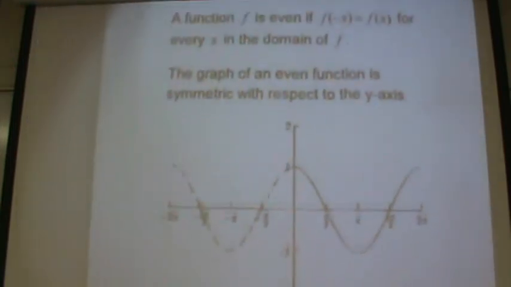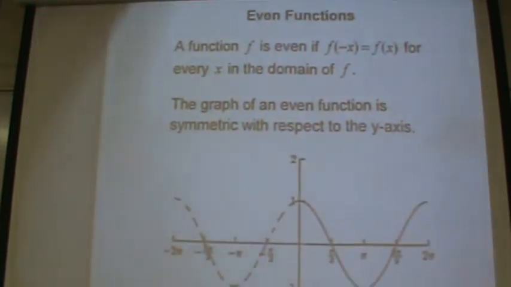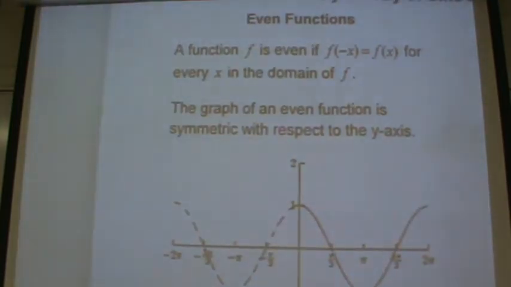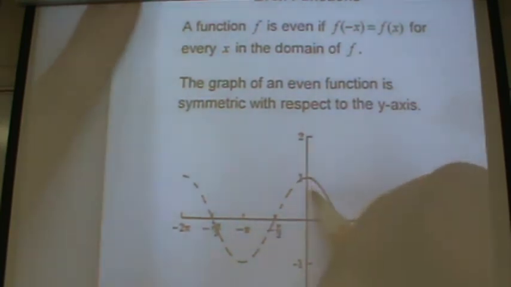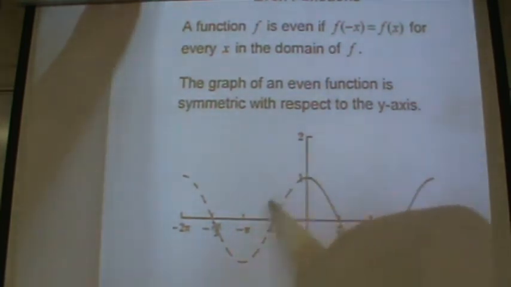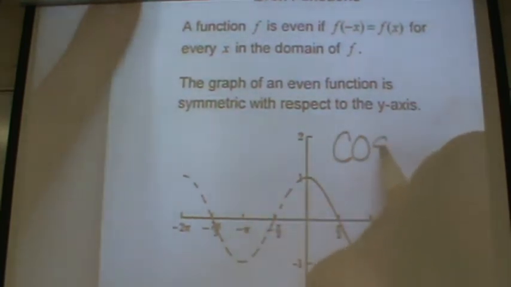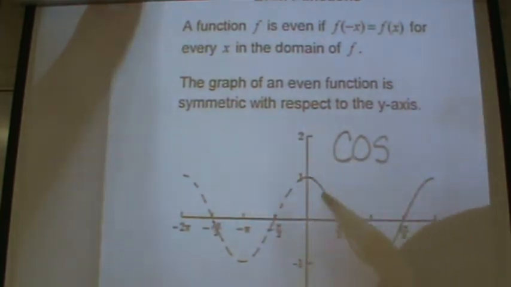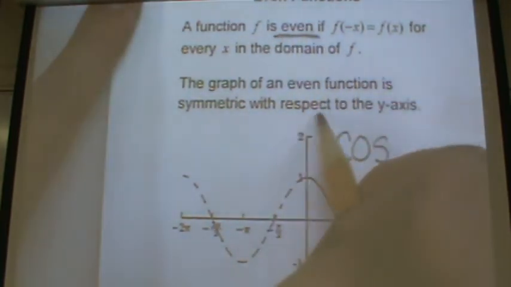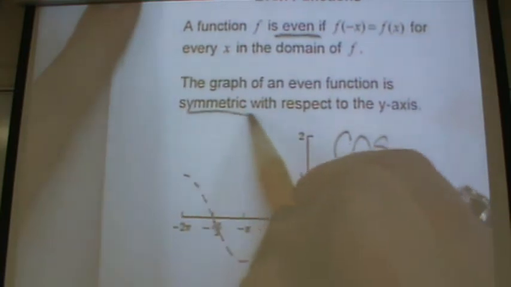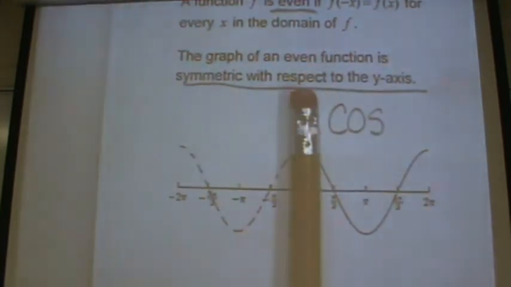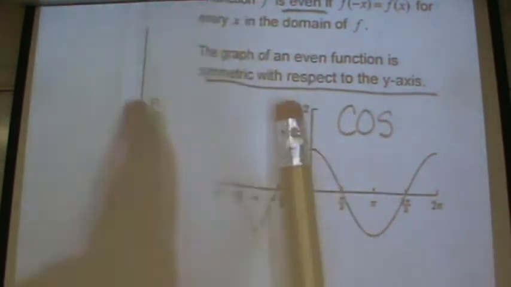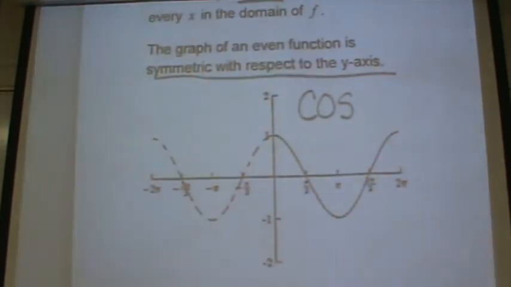Well, which graph is even? One of them is even. Which one is this one? What graph is this one? What's the name of this? This is the cosine graph. The cosine graph is an even function. It has symmetry to the y-axis. If you were to take this and fold it along the y-axis, you would see the symmetry.